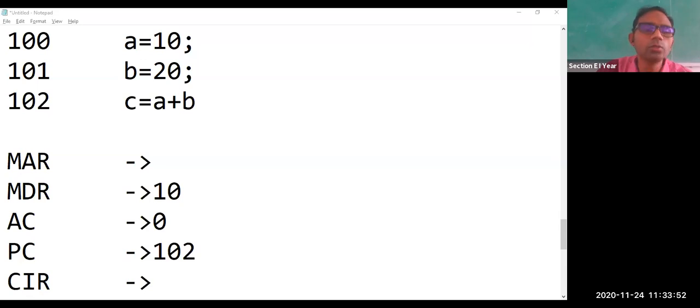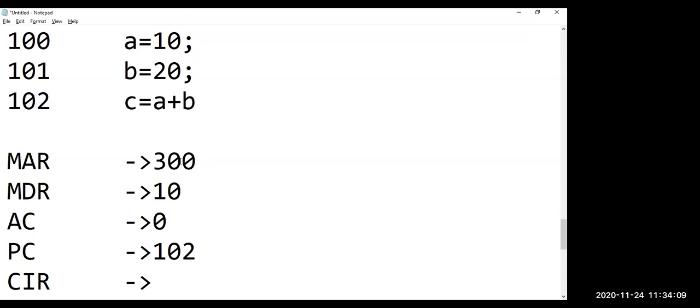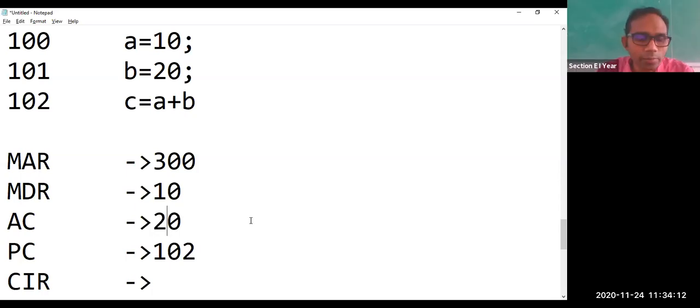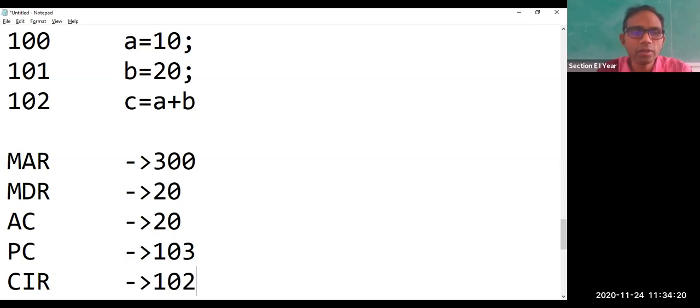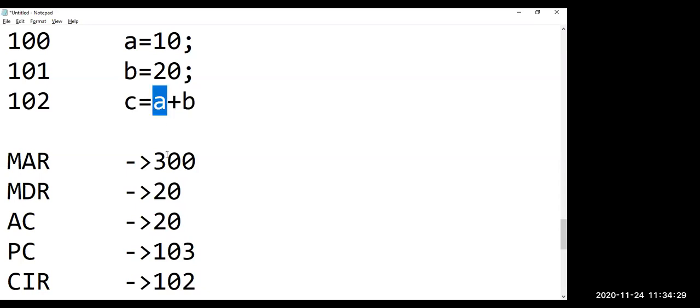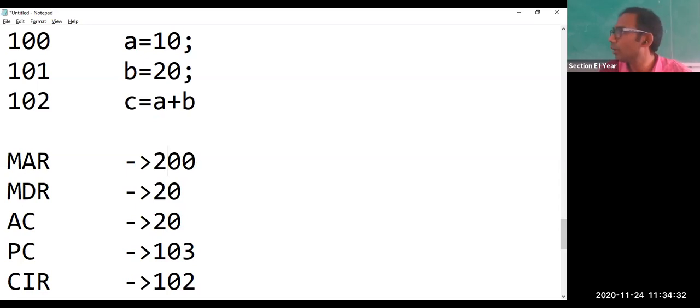Next instruction is 102. C is equal to A plus B. What will MAR have first? First it requires the address of B. What is the address of B? 300. Inside the accumulator, 20 will be there. MDR, 20 will be there. Program counter, let us say one more instruction is there, 103. Current instruction 102. First we are concentrating on the B part. Then plus A. Whenever you execute this plus A, 300 becomes 200 because the address of A is 200.